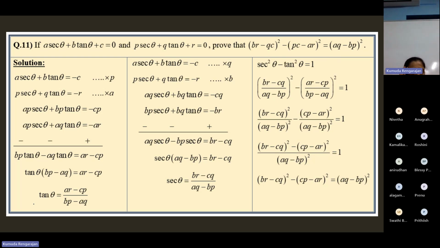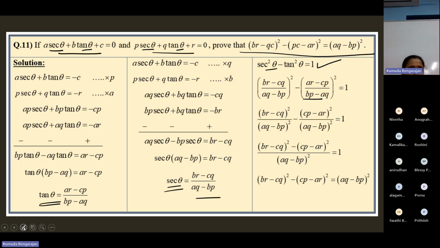When you see this question, this is the line which you should tell yourself. I'm given one equation, another equation. So write the equations one below the other and solve the two equations to find the values for secant theta and tan theta. So see here, we found tan theta, we found secant theta. Then make use of this identity, secant square theta minus tan square theta is 1. So substitute the value of secant theta and the value of tan theta, and when you work this, you'll be able to prove this result. Finished. Now let's see how to solve.